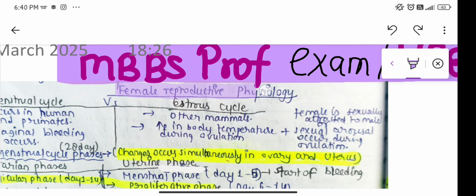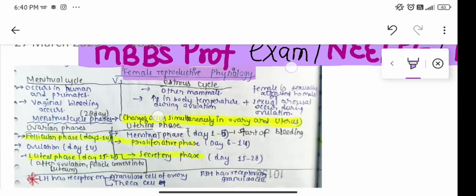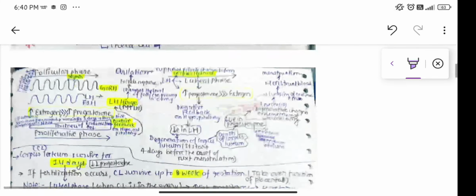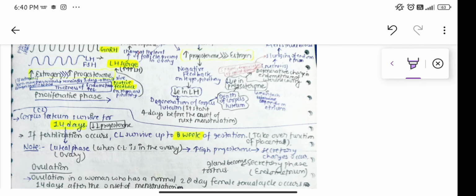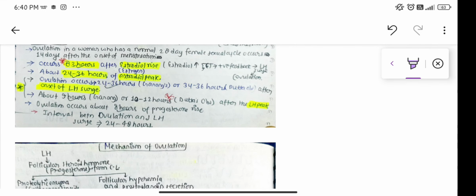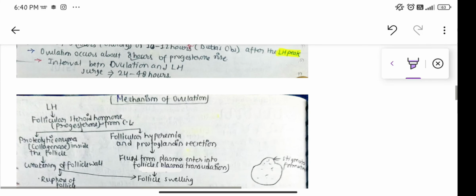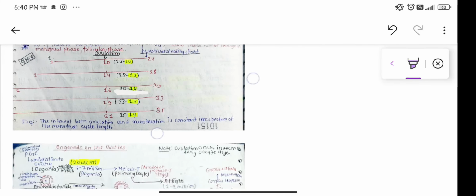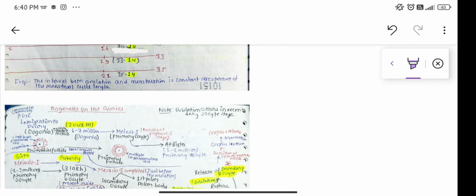Female reproductive physiology. What are the changes that occur in the female reproductive system during puberty as well as during pregnancy? What are the steps of ovulation? What is the mechanism of ovulation? And similarly, we will study oogenesis.